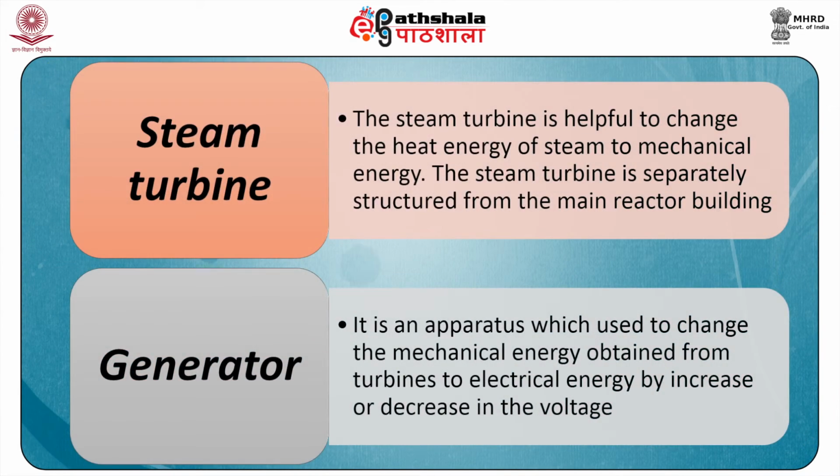8. Steam turbine. The steam turbine is helpful to change the heat energy of steam to mechanical energy. The steam turbine is separately structured from the main reactor building. 9. Generator. It is an apparatus used to change the mechanical energy obtained from turbines to electrical energy by increase or decrease in the voltage.